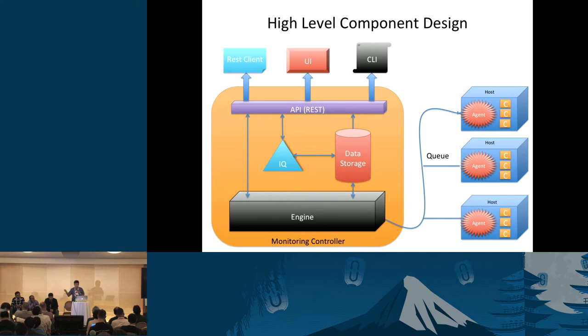All the hosts would put the information about the application, the containers, and the host onto the queue, which comes to the engine. The engine does the aggregation. And after it's done the processing on that data, it stores that into a database, preferably a columnar database in our case, as we're using. And then comes an IQ module.